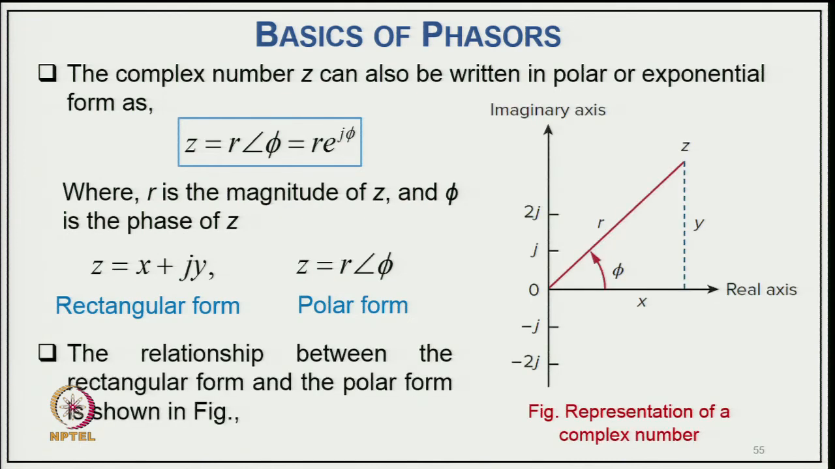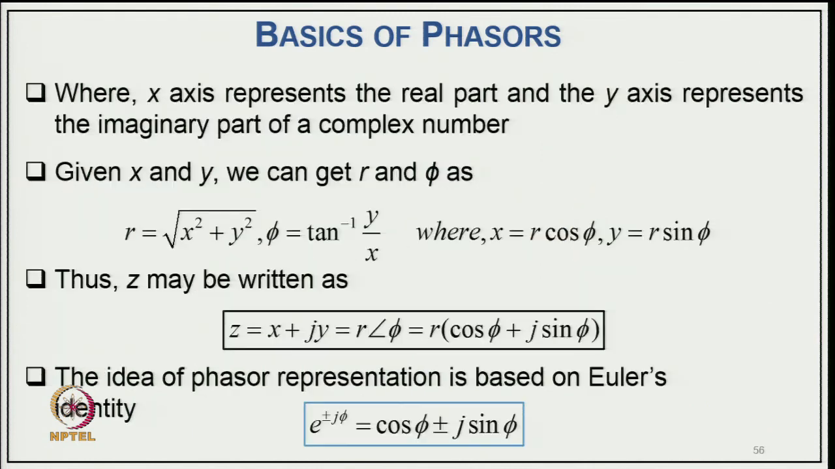Here is the diagram representation of this complex number. You have x as the real axis and y as the imaginary axis, and z with a magnitude r at an angle phi from the x axis. The relationship between the rectangular form and polar form is shown in the figure, where x represents the real part and y represents the imaginary part of the complex number.